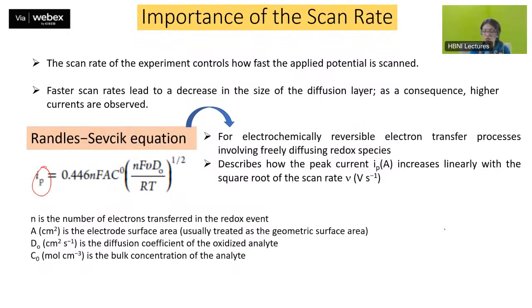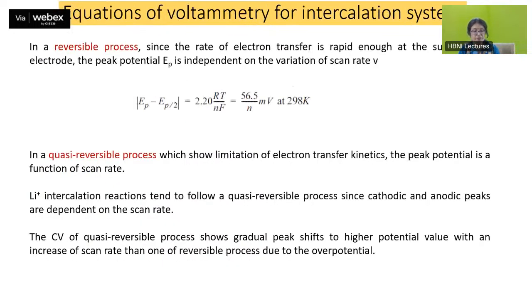Okay. So it is going to depend on the square root of the scan rate. So here in this equation, just remember one thing, all the other things are more or less constant. N is the number of electrons transferred in the redox reaction. A is the electrode surface area. D0 is your diffusion coefficient of the oxidized analyte. C0 is the bulk concentration of the analyte. So ultimately this IP value is depending on your scan rate for any particular material you are testing, or the electrochemical reaction which is happening.